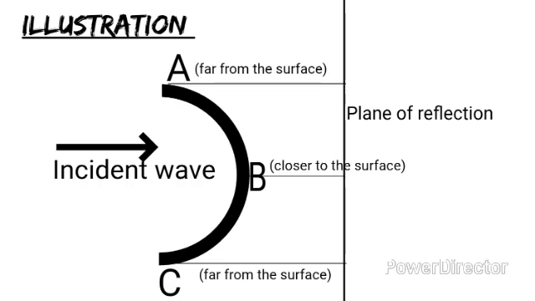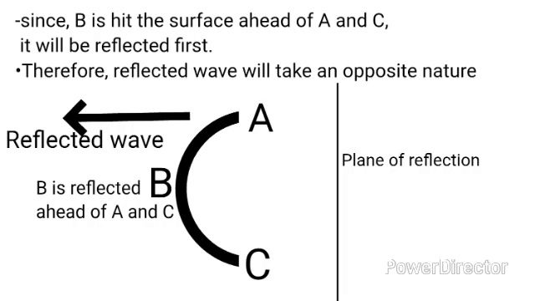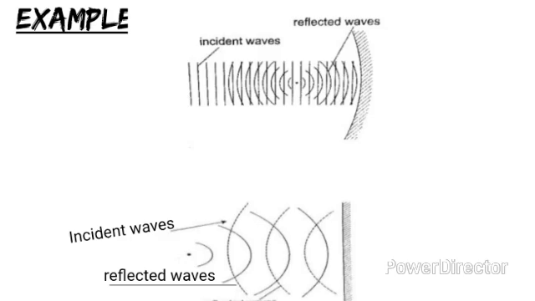Now, if this particular wave is to move towards the reflecting surface, then definitely region B will meet the surface first because it is ahead of A and C, and therefore it will be reflected ahead of A and C. Let us see how it will look. Now, in the reflected wave, you will realize that since B was ahead of A and C, the shape of the reflected wave will be the opposite of the incident wave. Why? Because here, the reflected wave B now curves first before A and C, as shown in this particular diagram.